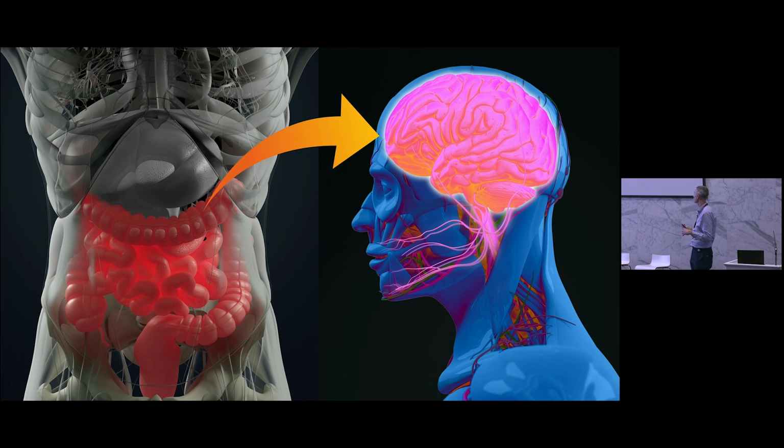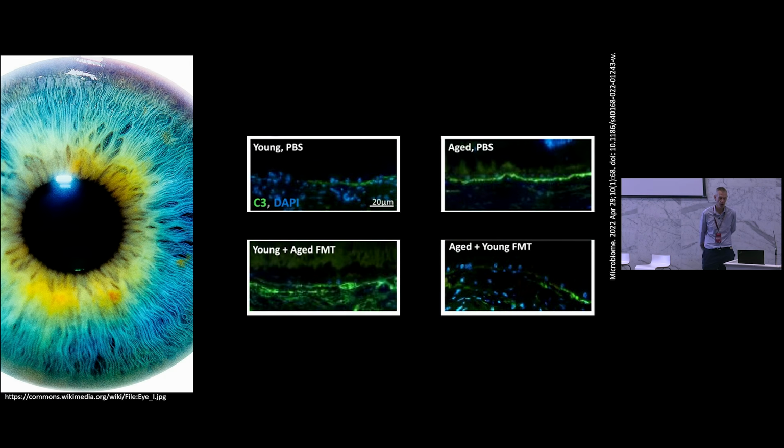Here's one example I'm going to show you from a colleague of mine called Amy Parker, who's been interested in trying to see how what happens in your gut affects cognition, but also visual performance. So this is what she's been looking at. She's been looking at the health, essentially, of the eyes of mice that have been given different interventions to their microbiome.